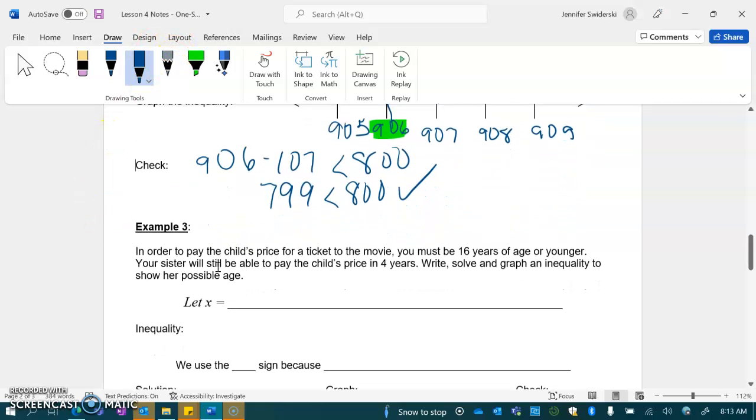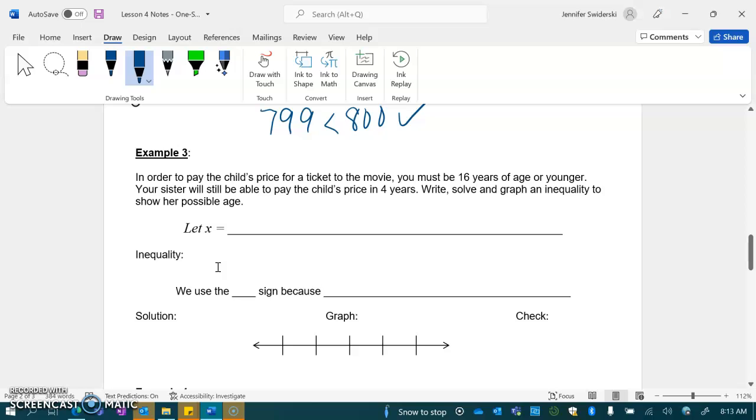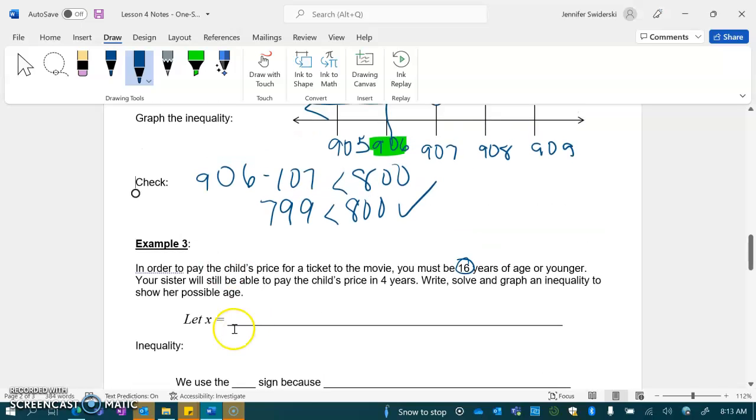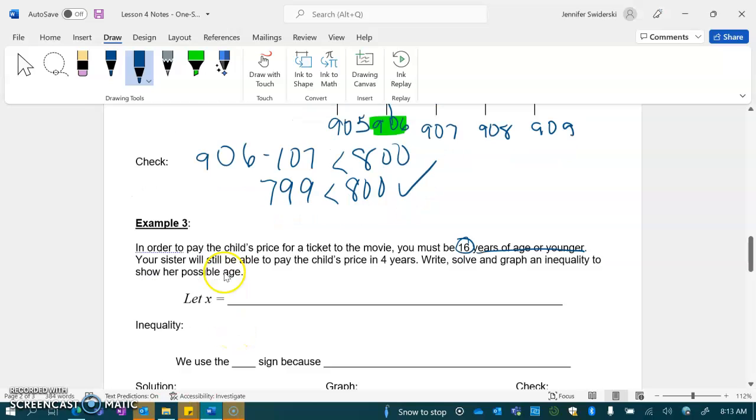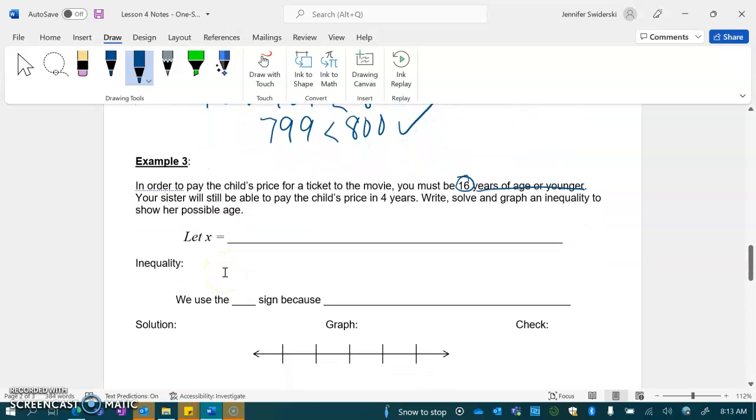Let's try number 3. It says, in order to pay the child's price for a ticket to the movie, you must be 16 years of age or younger. Your sister will still be able to pay the child's price in 4 years. Write, solve, and graph an inequality to show her possible age. Well, we're looking for her age, so x has to be my sister's age.